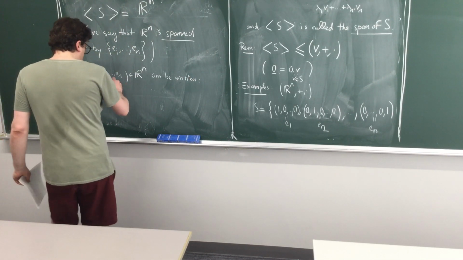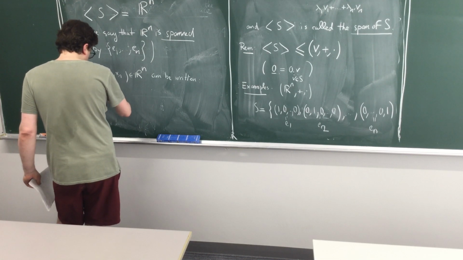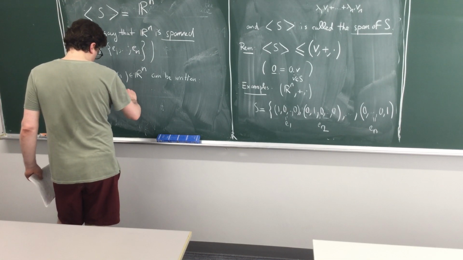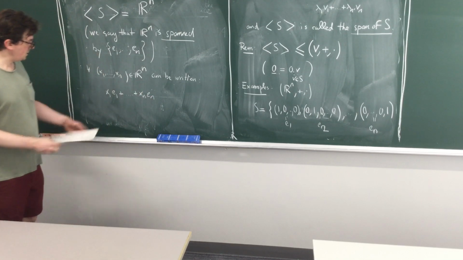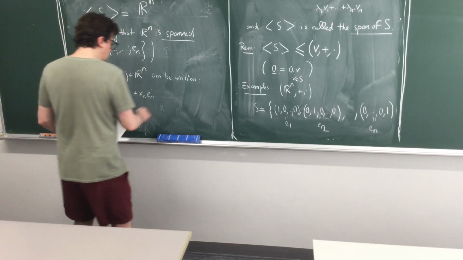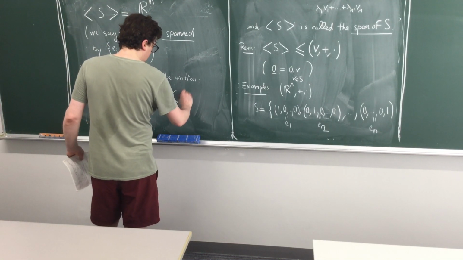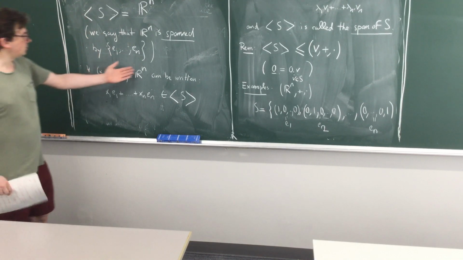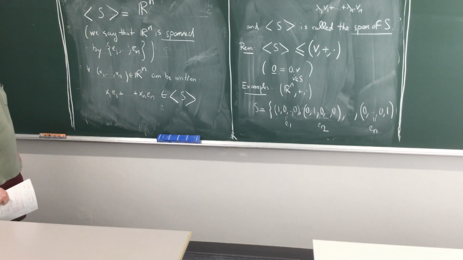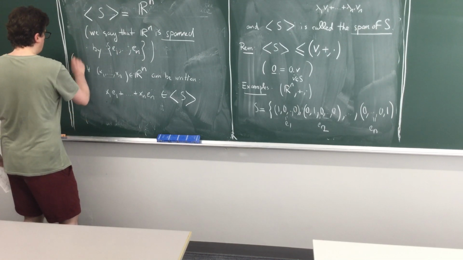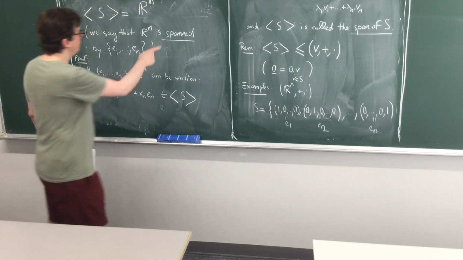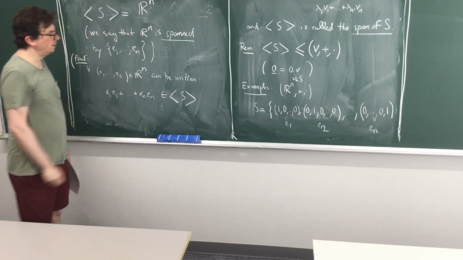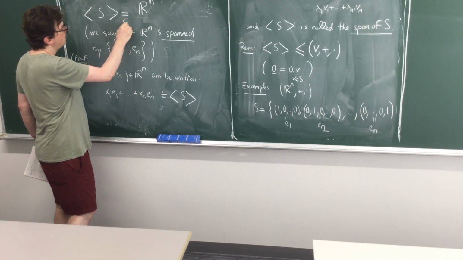Indeed, this vector is just x1 E1 plus ... plus xn En. Okay, so this is a linear combination, so this we know belongs to this. So you can write any element of R^n as an element of the linear combinations of S. So basically, this is a kind of proof of the fact that we have this equality. Note that this equality here is always true.